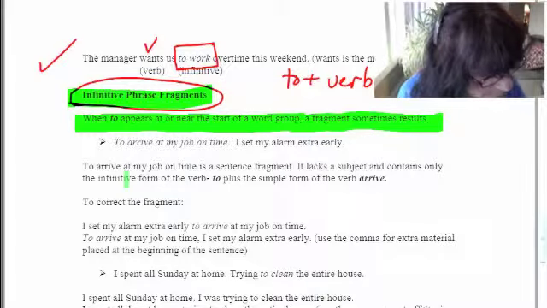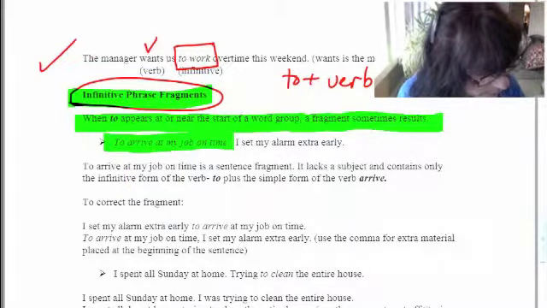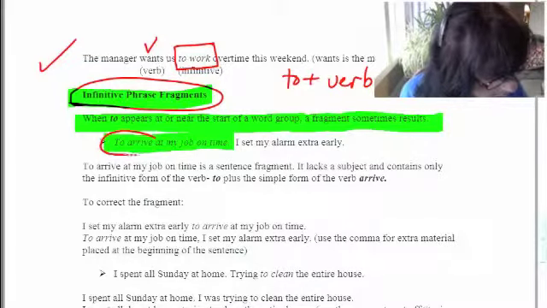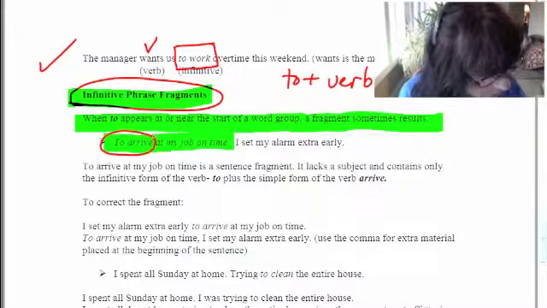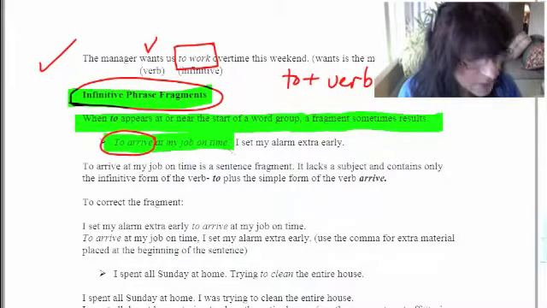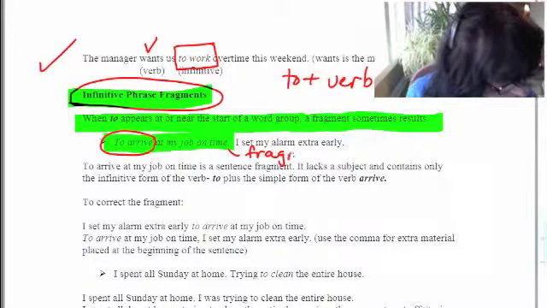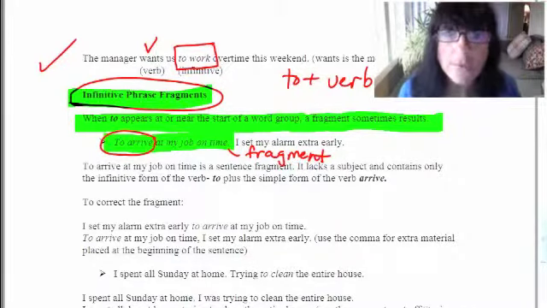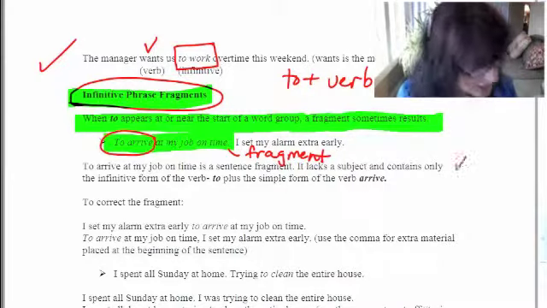To arrive at my job on time, I set my alarm extra early. There's a fragment: to arrive at my job on time. So you do have an infinitive, to arrive, but that is not a sentence, to arrive at my job on time. This is called a fragment. So you have to be careful with infinitives that you don't use them and then create a sentence fragment.